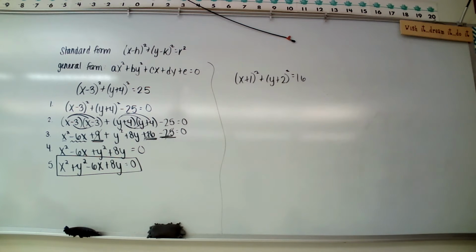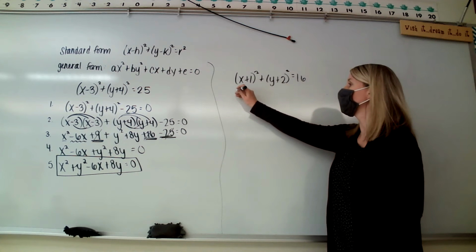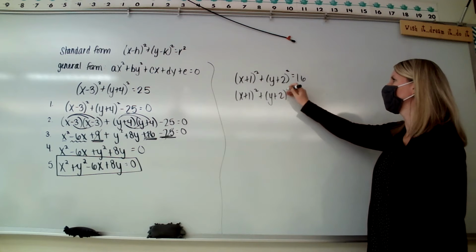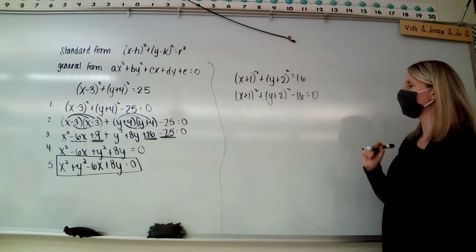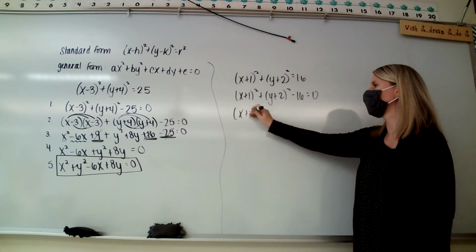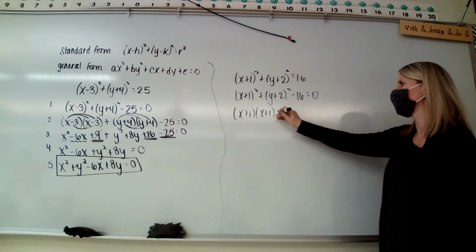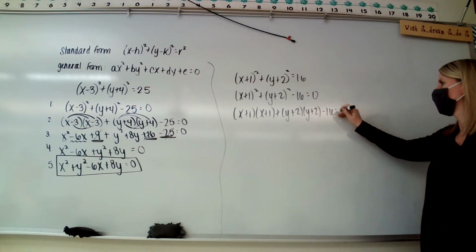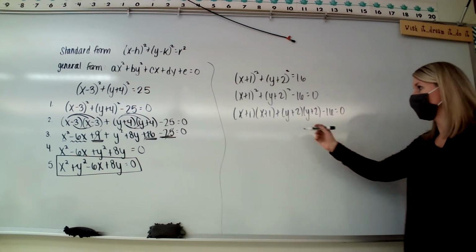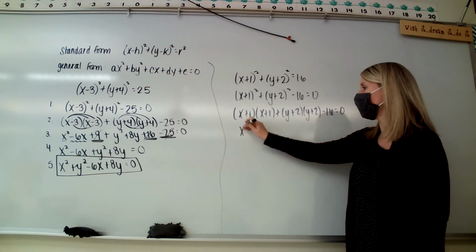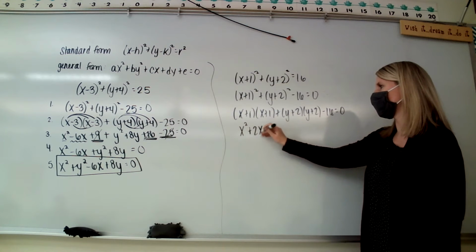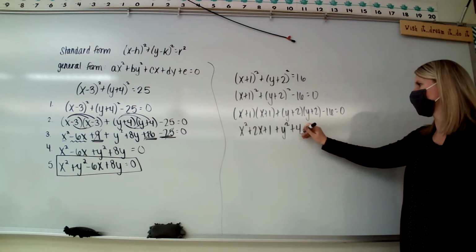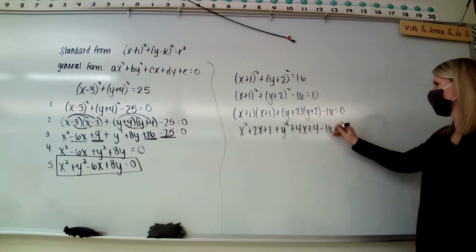Okay, so let's just go through the steps one more time. First step, set this equal to 0. So I'm going to have x plus 1 squared plus y plus 2 squared minus 16 equals 0. If you're combining a few steps, feel free, go for it. I'm going to expand my binomials, x plus 1 times x plus 1, y plus 2 times y plus 2. I'm going to do that multiplication out, distributing. So that would be x squared plus 2x plus 1. This would be y squared plus 4y plus 4, minus 16 equals 0.